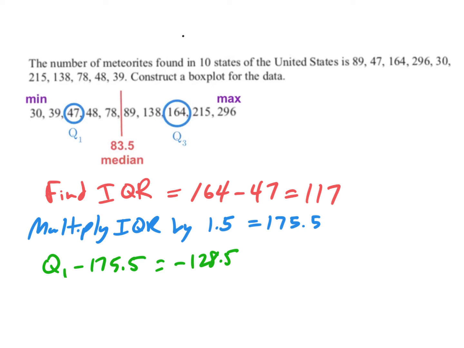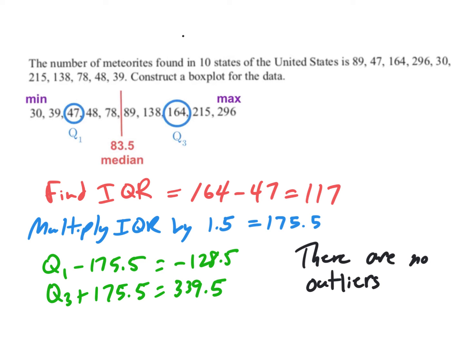Okay. So we know there's not lower outliers. That's good. Now if I add 175.5 to Q3, I get 339.5. So my question is, is 296 an outlier? No, it's not. It falls within that range. It's not higher than this. In order for this to be an outlier, it would have to be higher than this. Well, maybe it doesn't quite fit the data, but mathematically it's not an outlier. So there's no lower outlier, there's no upper outlier. There are no outliers. Okay, so there's the work you need to show in order to prove that something is or is not an outlier.